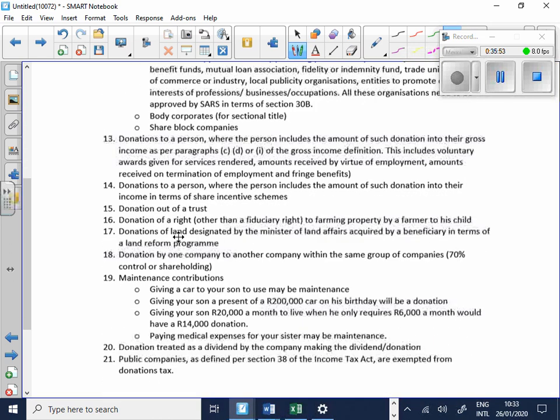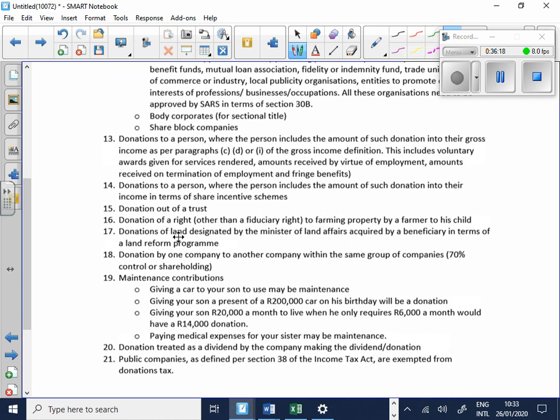Next one, 13. Donations to a person where the person includes such an amount in their gross income. Let me just explain something. A bonus is a donation. Your tight-wadded boss who would never give you ice in winter, when he gives you that bonus and you almost die of shock, that's a donation. But it gets included in your gross income. Does everybody understand? So there cannot be a double tax on it.